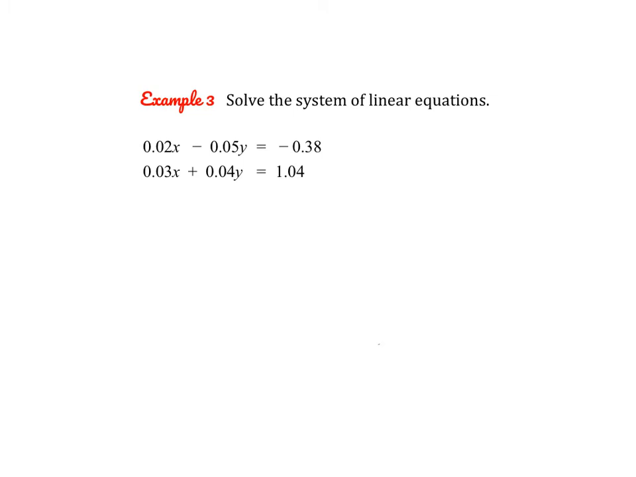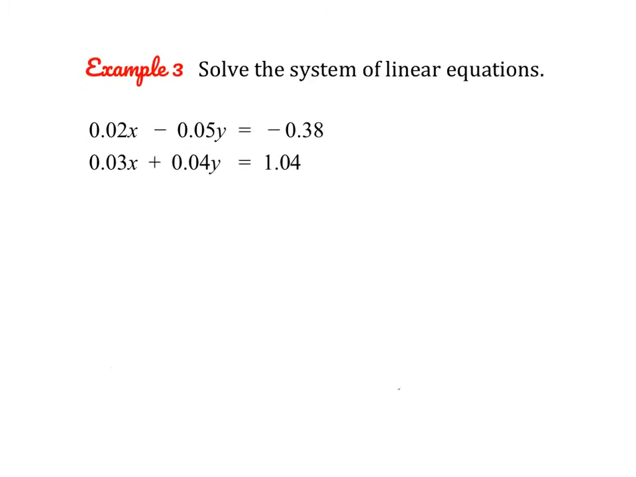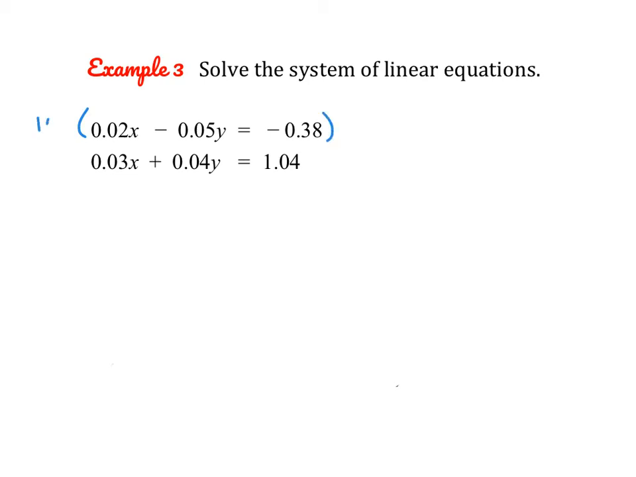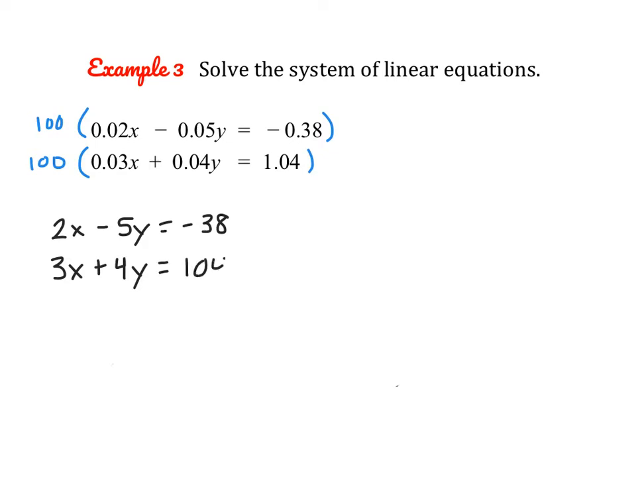Alright, so now we're going to talk about how to approach a problem where we have decimals. It's actually really easy to do. The first thing we're going to do is clear the decimals. So I'm going to multiply both equations by 100, which will move our decimal places over 2 spaces, and then we have something that's much easier to work with. And then from here, it's just that same method we just talked about.